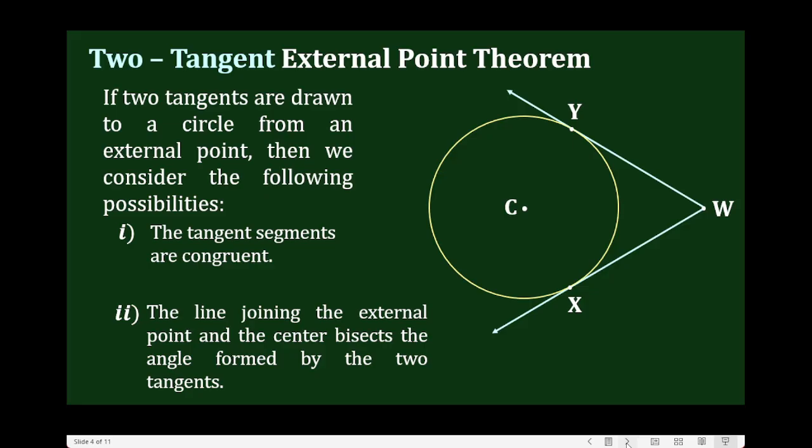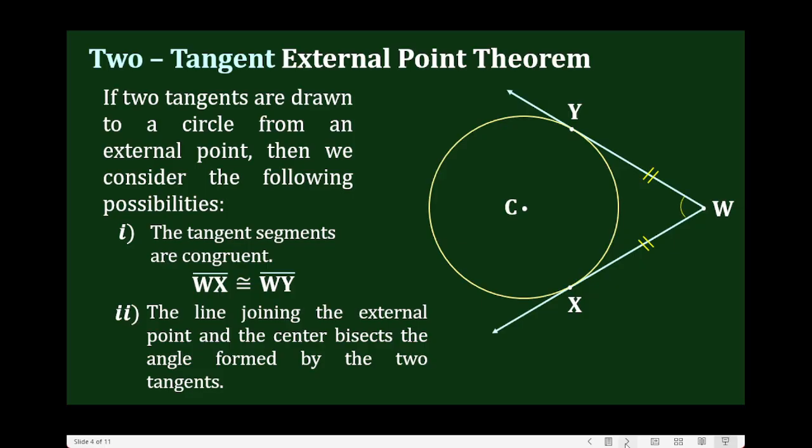So if you notice, we have two tangents to the same circle. Based on the first possibility, segment WY is equal to segment WX. So therefore, if they have equal length, it means that segment WX is congruent to segment WY. For example, if this segment has a length of 10, this other segment also has a length of 10. Okay? Next.